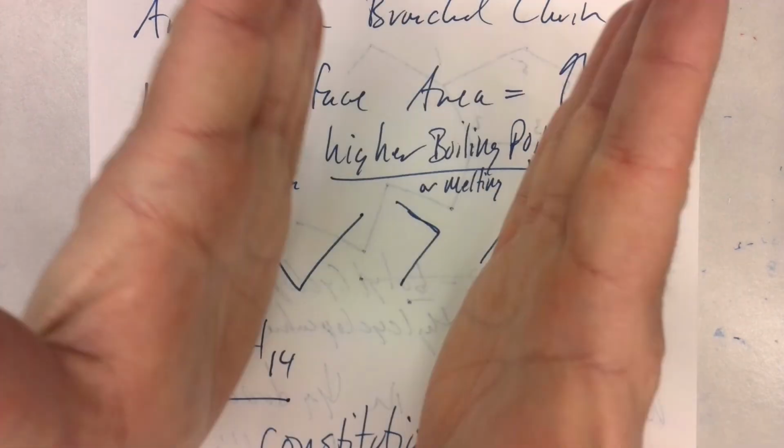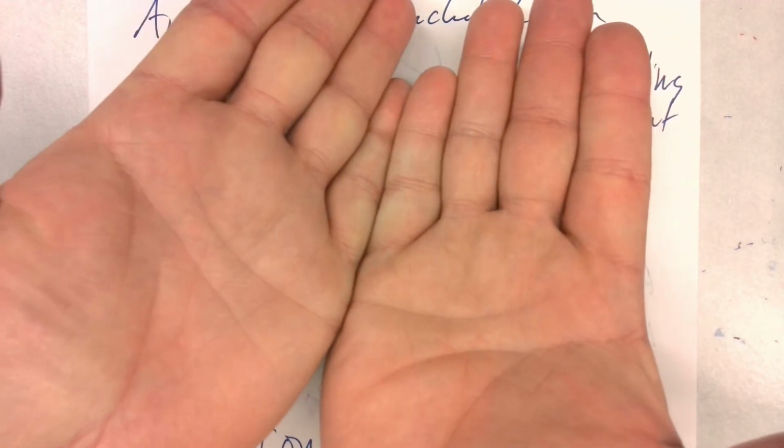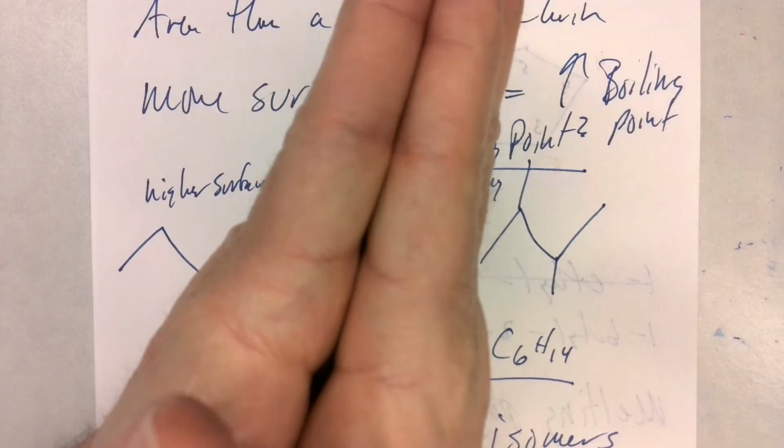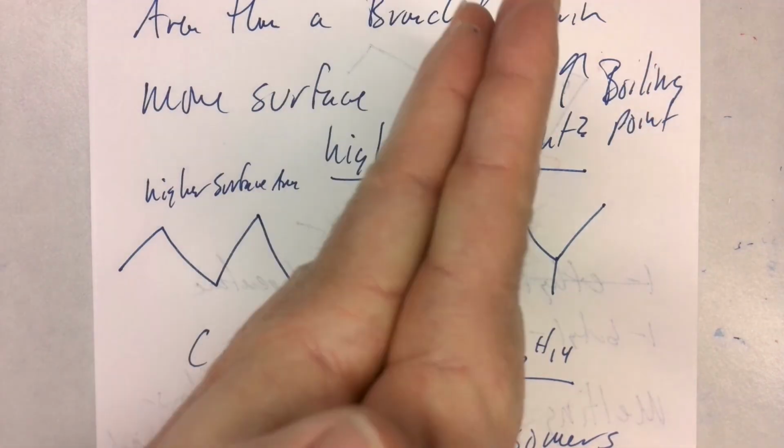Well, think of my hands here, right? Because the palms of my hands have a lot of surface area, right? And when they're touching together right here, there's a lot more what?